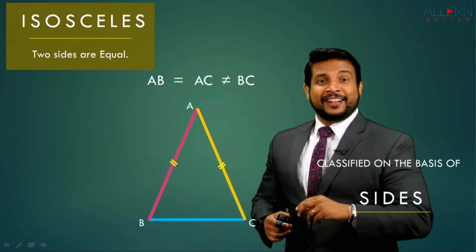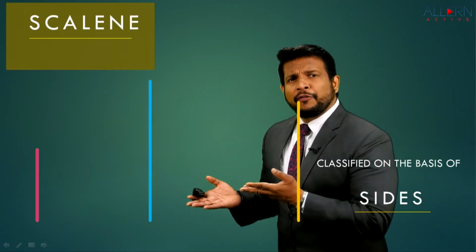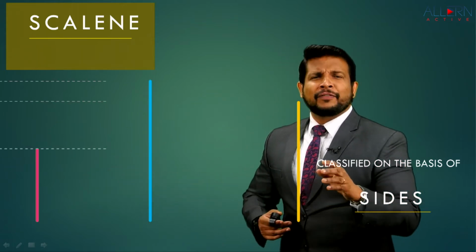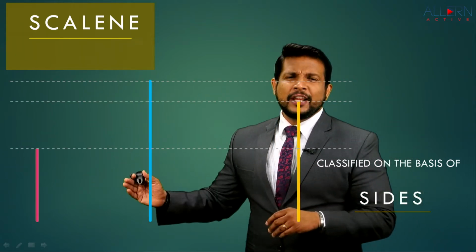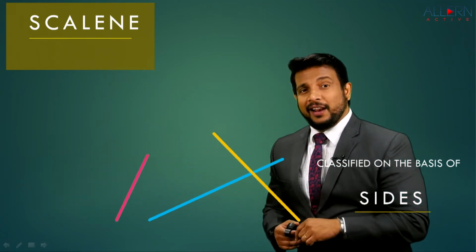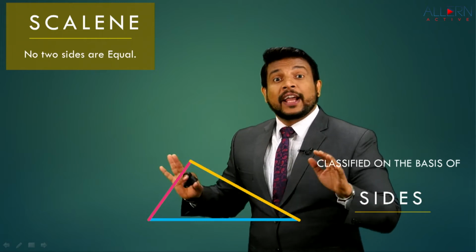So we learned on the basis of sides: first one, equilateral triangle; second one, isosceles triangle. The third one, on the basis of sides, is the scalene triangle. Observe the scalene triangle, right? If you look at the lengths, none of them are equal. You take any two, they are not equal, right? And with the help of these, when we form a triangle, such a triangle is called a scalene triangle, where no two sides are equal.